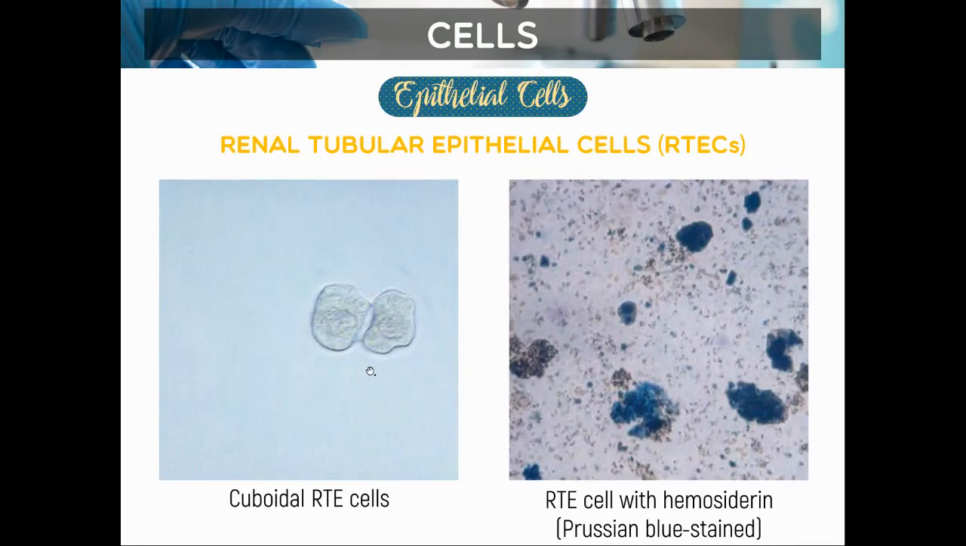So meaning, na-form niya siya sa collecting duct. And again, when we have 3 or more of this type of cuboidal RTE cells, it is called renal fragments. And we also have here RTE cell stained with Prussian blue.